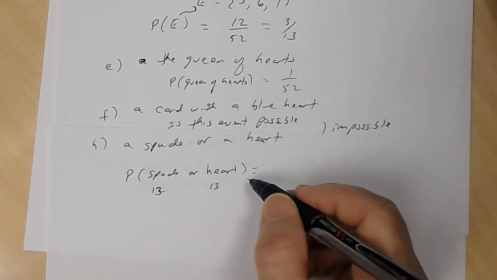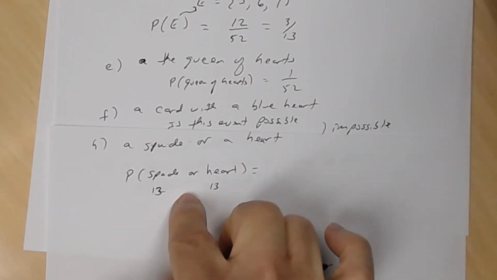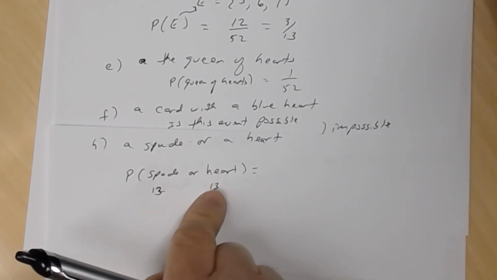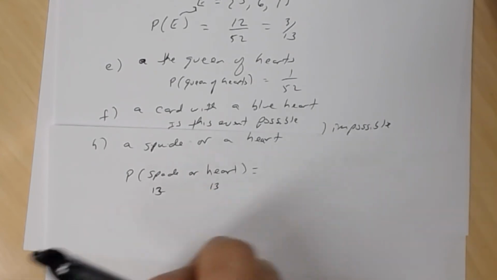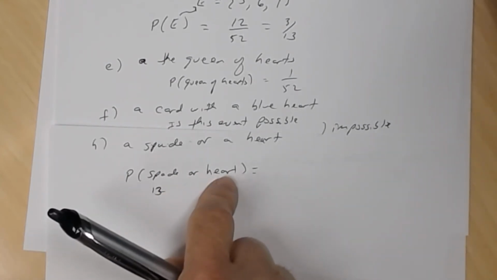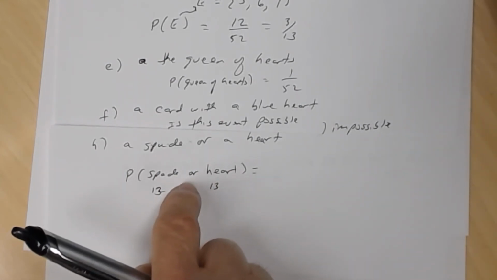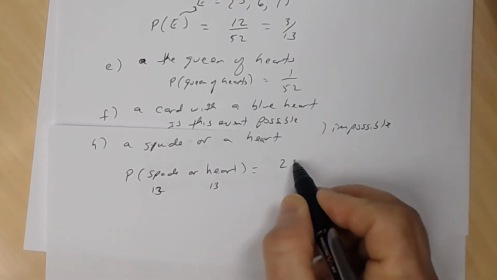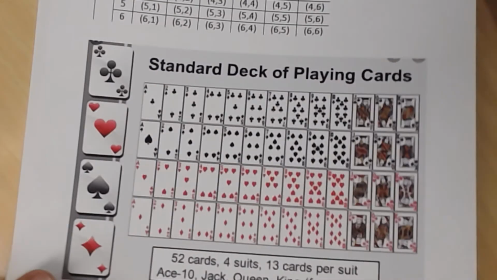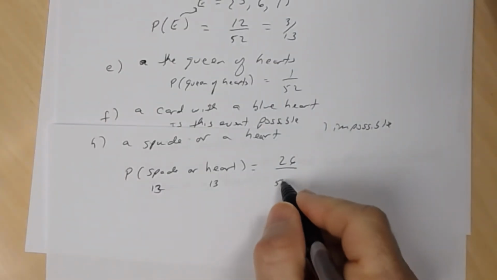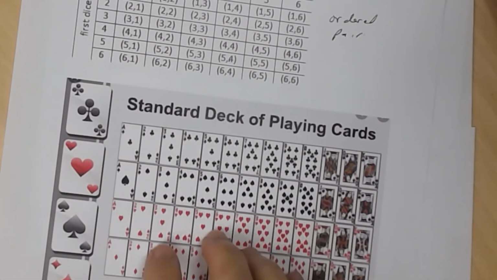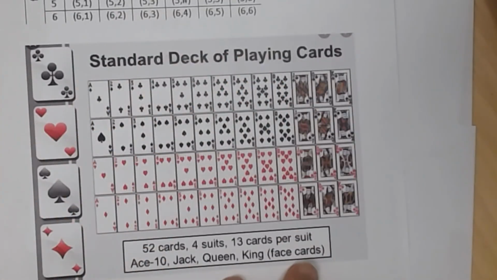So it's the probability of getting a spade or a heart. It didn't say "and." If it said "and," there's no way a card can be both a spade and a heart. But if you pick a card, can it be a spade or a heart? Sure it can. The word "or" is the thing you've got to look at. So that's going to be 26 divided by 52, which is 1/2. That makes sense, because spades and hearts take up half of the deck, doesn't it?